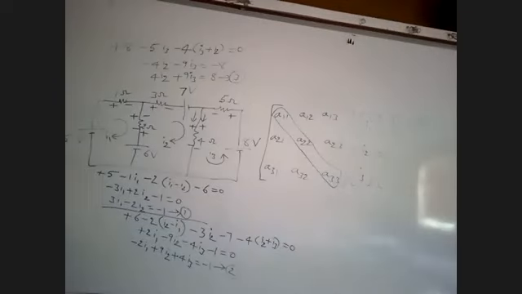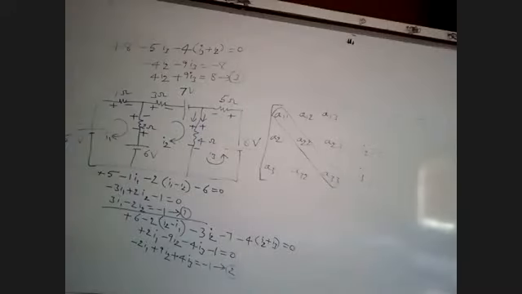First, we'll write the diagonal elements. What is A11? It is 1 plus 2, the sum of all resistances in the first loop. That is 1 plus 2.